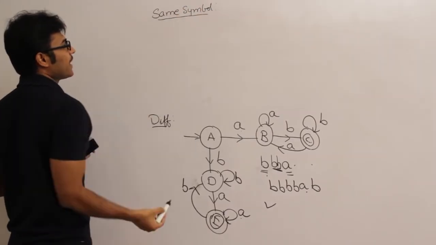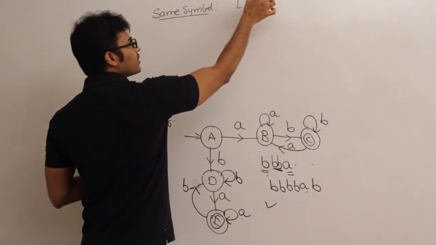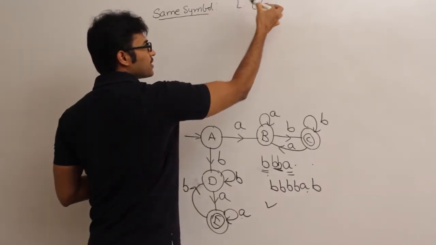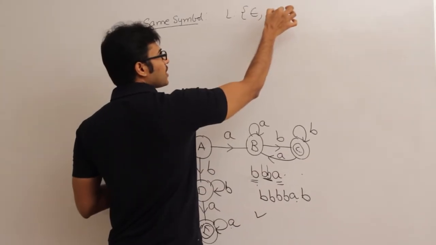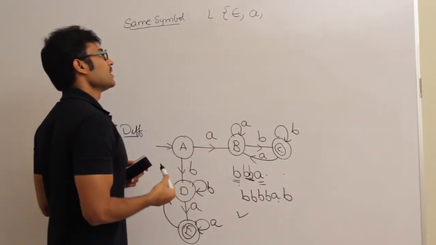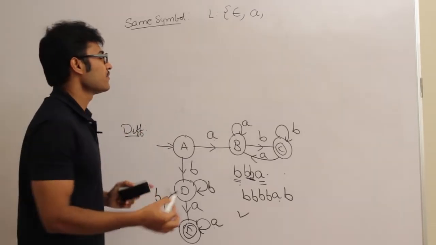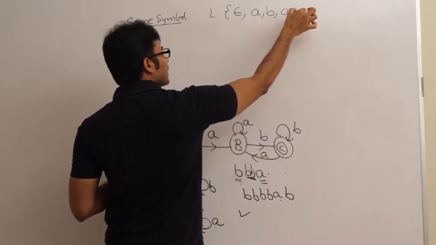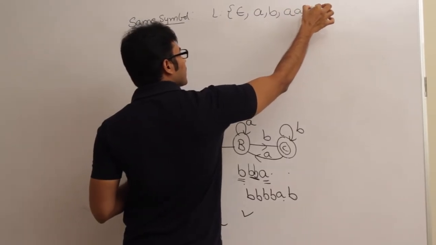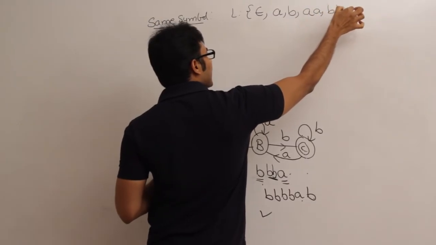First let's write down the language. Epsilon is going to be present in the language because epsilon starts and ends with the same symbol, and small a is going to be present in the language because a starts with a and ends with a. B is going to be in the language, AA is going to be in the language, and BB is going to be in the language.